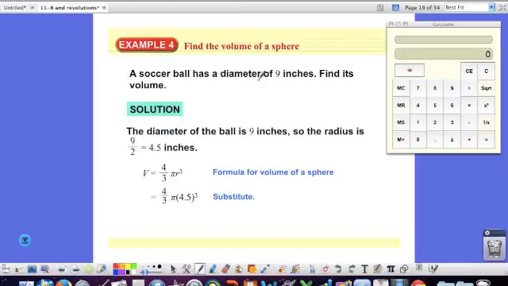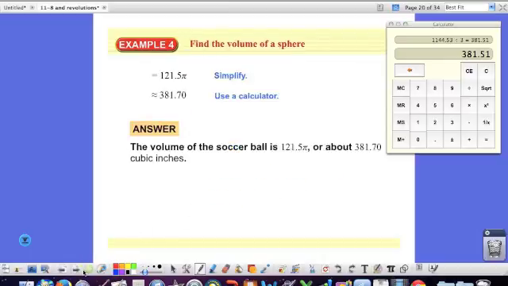A soccer ball has a diameter of 9 inches. Find its volume. So if the diameter is 9 inches, the radius is 4.5. 4.5 times 4.5 times 4.5 is 91.125. Yes, on your scientific calculators, you can just do 4.5 to the third times 3.14. Now, how I deal with this 4/3 is I multiply all of this by 4, and then I divide by 3. Times 4 equals that number divided by 3. And you get 381.51.